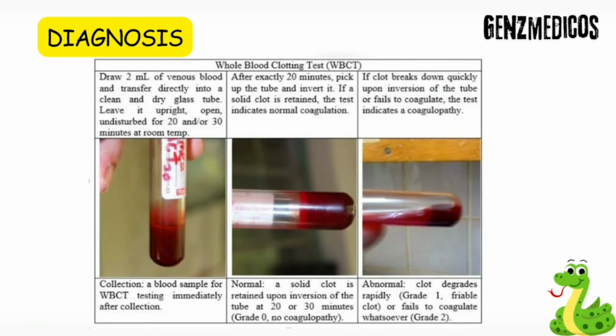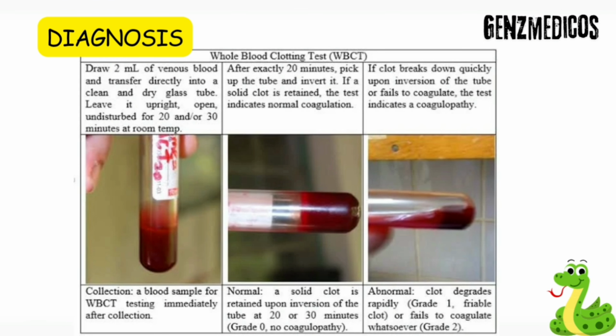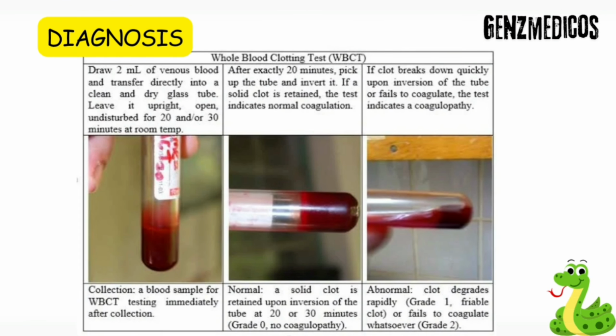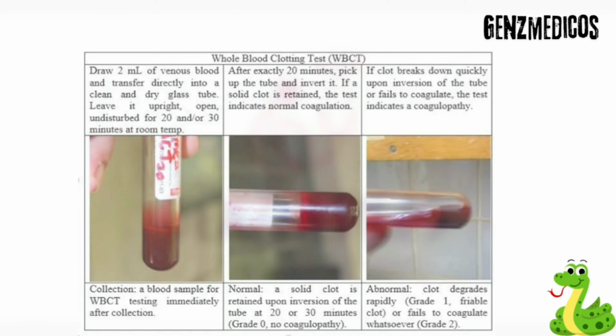Another diagnosis is the 20-minute WBCT, the whole blood clotting time. So we will take 2 ml blood from the patient as a sample, in a dry glass tube. We will leave it open and undisturbed for 20-30 minutes at room temperature. After that, what will we do? Exactly after 20 minutes we will pick up the tube and invert it. If a solid clot is retained, then it is normal coagulation. But if after inversion it failed to coagulate, it means it has a coagulopathy.